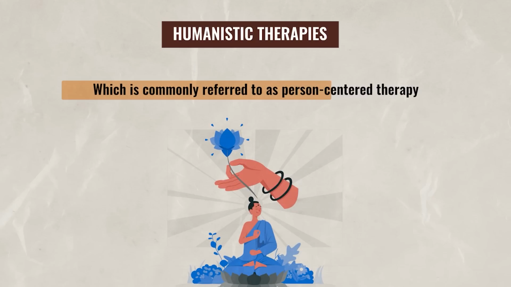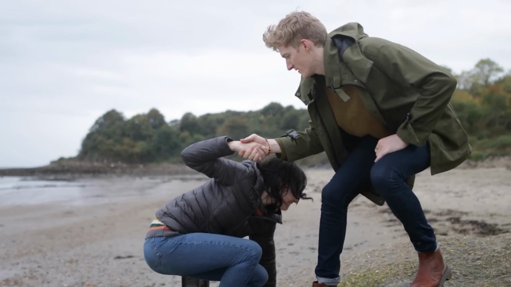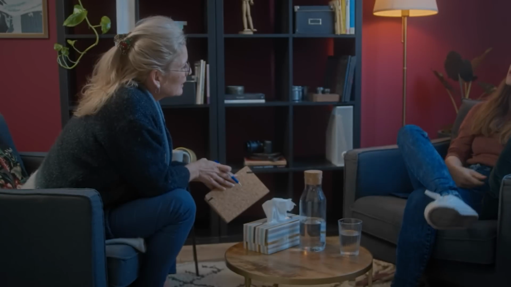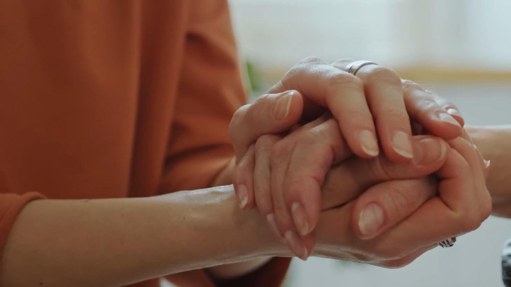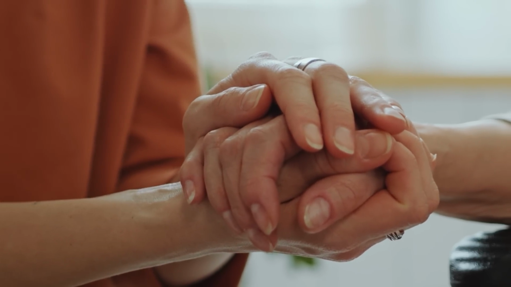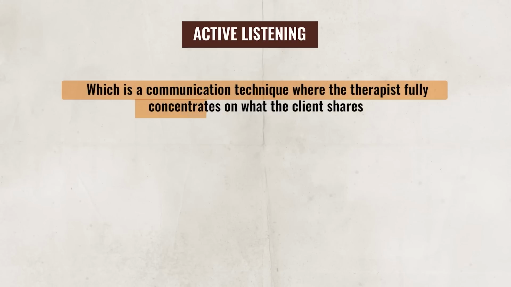Speaking of positive perspectives, our next type of therapies is humanistic therapies, which is commonly referred to as person-centered therapy. Humanistic therapies focus on a person's inherent goodness and potential. The therapist's role in therapy here is to create a nurturing environment where the client feels safe to explore their thoughts and emotions. This is done by active listening, which is a communication technique where the therapist fully concentrates on what the client shares. This will involve the therapist often paraphrasing what the client says back to them, all to validate the client's feelings and clarify any confusion that may be happening.